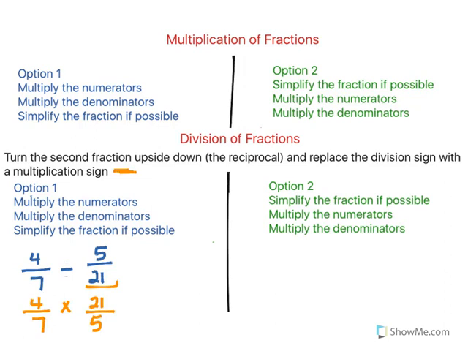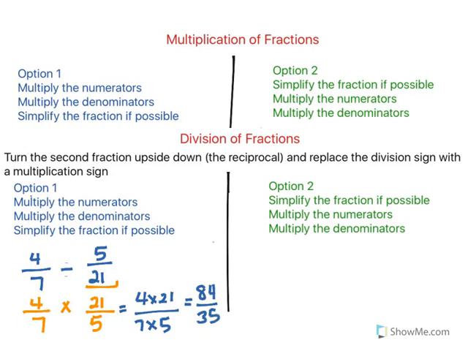That's this step that you would have just done, right? You turn the second fraction upside down or find the reciprocal, and then you replace the division sign with a multiplication sign. Now that you've done that, this is a straight multiplication question, and you can do option number 1, which would be 4 times 21 over 7 times 5. Right, and then you multiply 4 by 21, which is, what's that, 84? And then 7 times 5, which is 35.